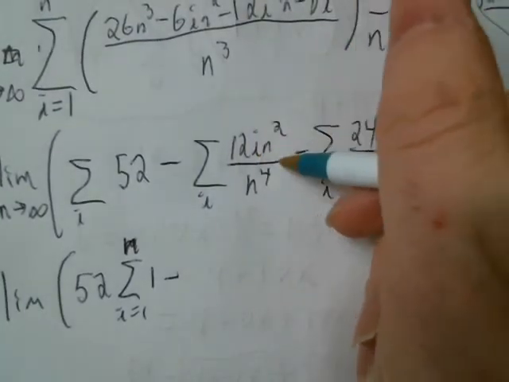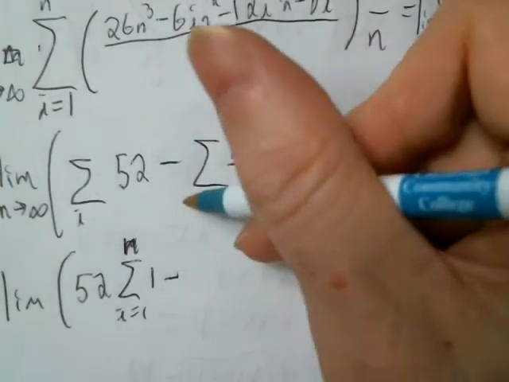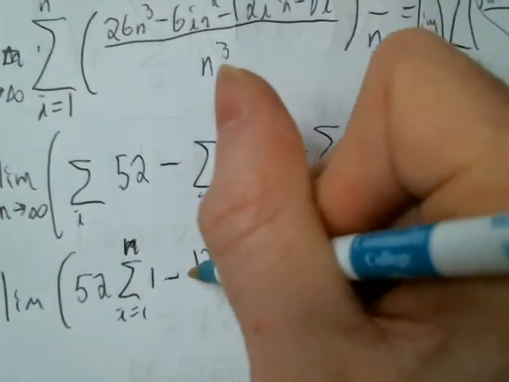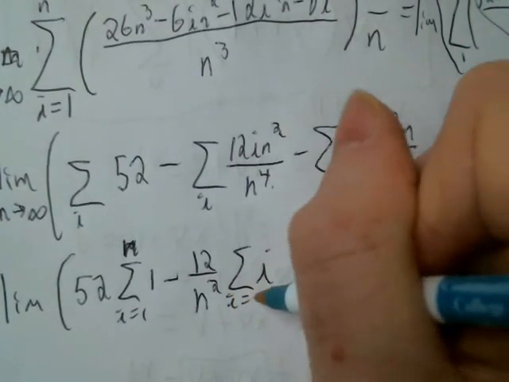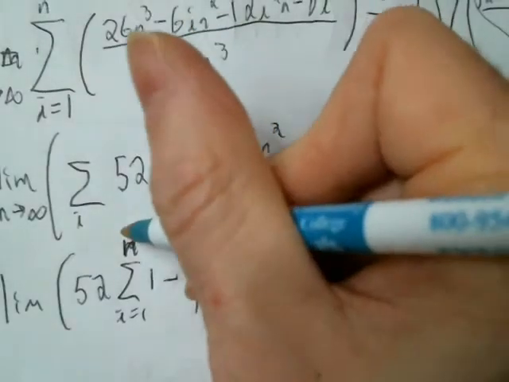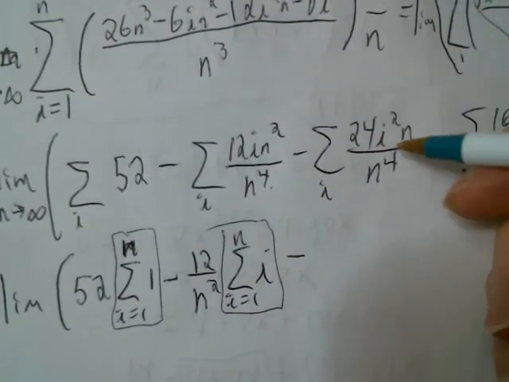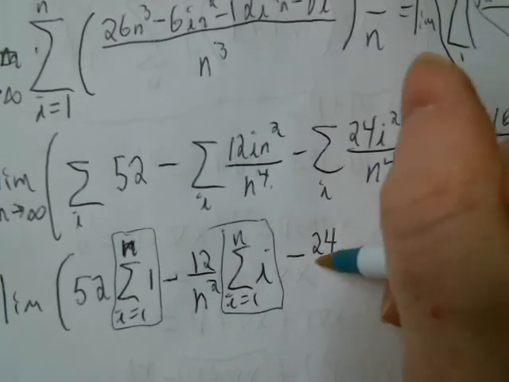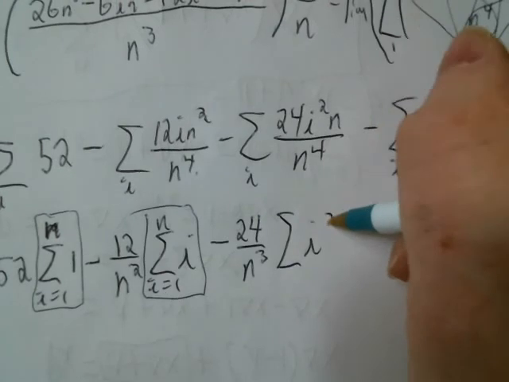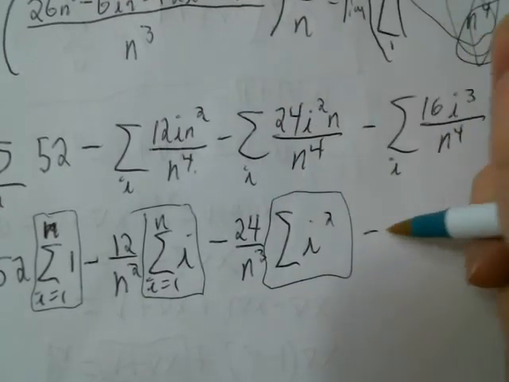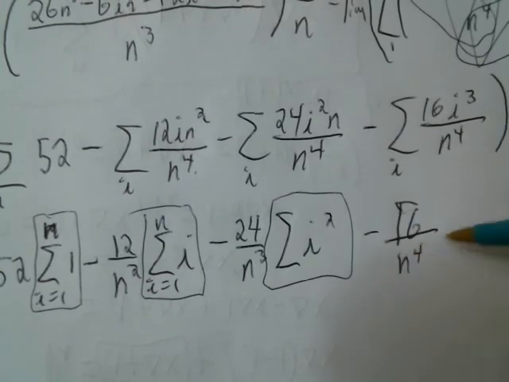Then minus, I could factor out, well, n squared over n to the fourth is 1 over n squared. You could also factor out the 12. So 12 over n squared times the sum of i from i equals 1 to n. We have a formula for that, right? Then minus, I could factor out a 24, all over n cubed, times the sum of i squared. I have a formula for that. Minus this, I could factor out a 16 all over n to the fourth.